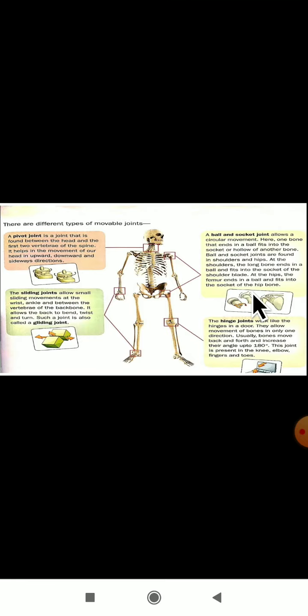Let us see the ball and socket joint. It allows a circular movement. Here, one bone that ends in a ball fits into the socket or hollow of another bone. Ball and socket joints are found in the shoulders and the hips. At the shoulders, the long bone ends in a ball and fits into the socket of the shoulder blade. At the hips, the femur ends in a ball and fits into the socket of the hip bone.